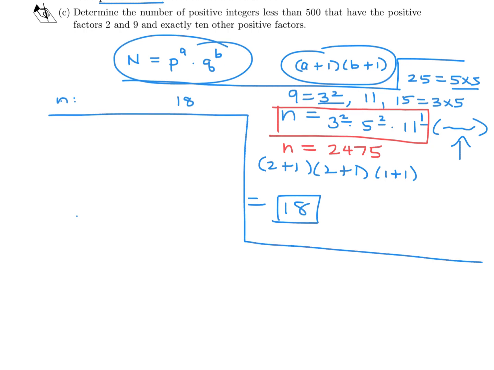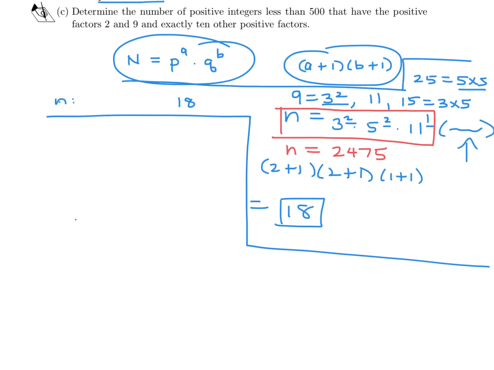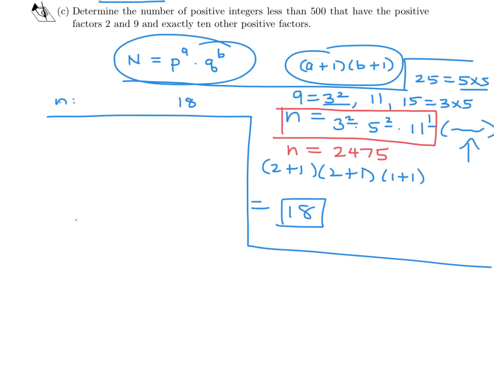Okay, and now we get to part C. Determine the number of positive integers less than 500 that have the positive factors 2 and 9 and exactly 10 other positive factors. Okay, so we have some n this time. I don't know what it is. And it has a positive factor of 2 and 9, which is 3 to the power of 2. And then a whole bunch of other stuff that I don't know yet.